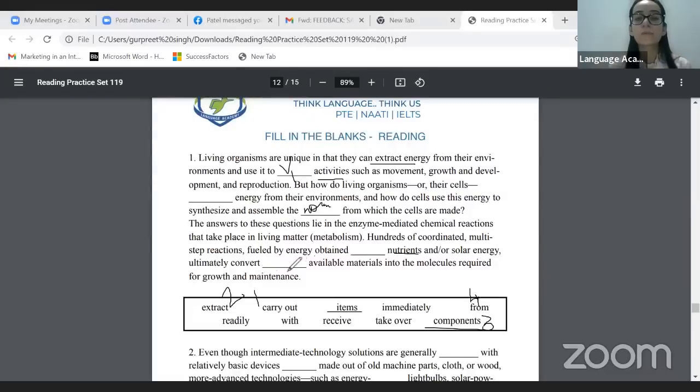Ultimately convert available materials into molecules required. The sentence is complete. Ultimately convert what kind of available materials? So anything that can describe available materials. And we generally use readily available, with readily available foods, ready to eat kind of. So readily available materials means easily available things that are easily available. They take those things and then convert them into the molecules required. So very good attempt. Any confusions, anybody still?